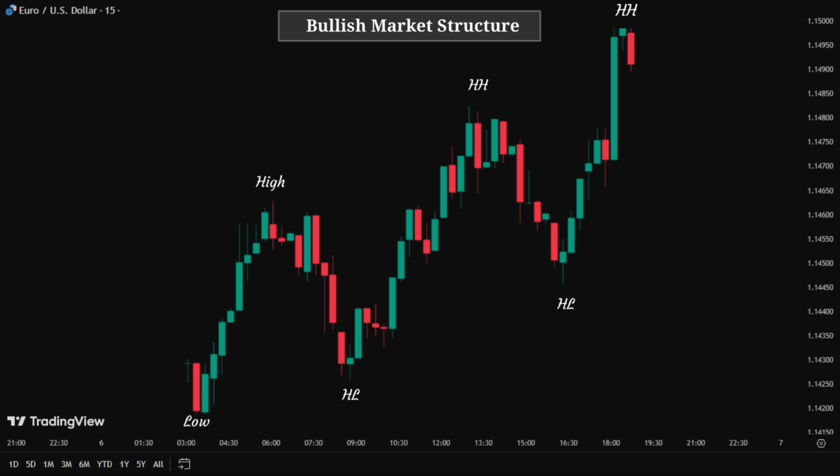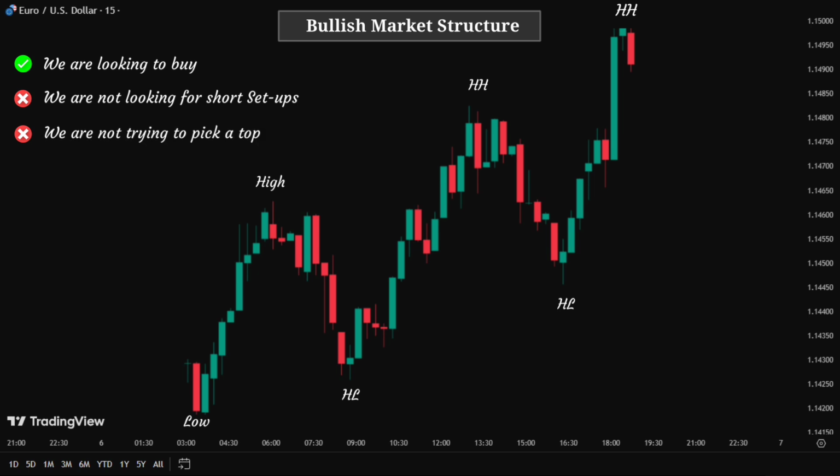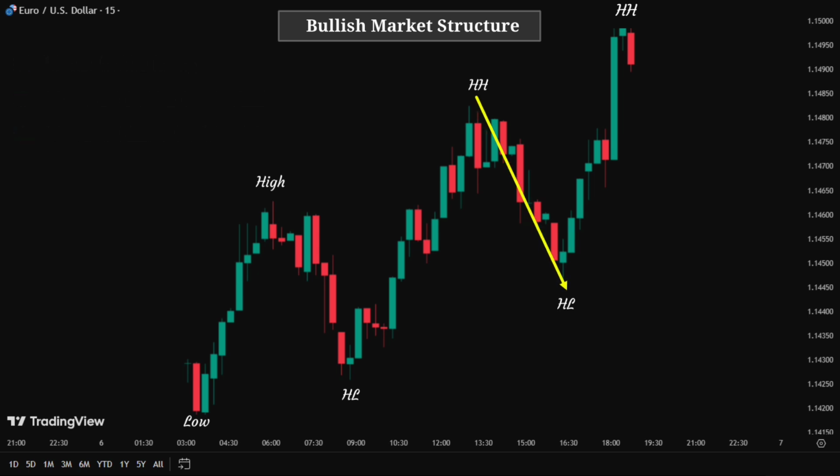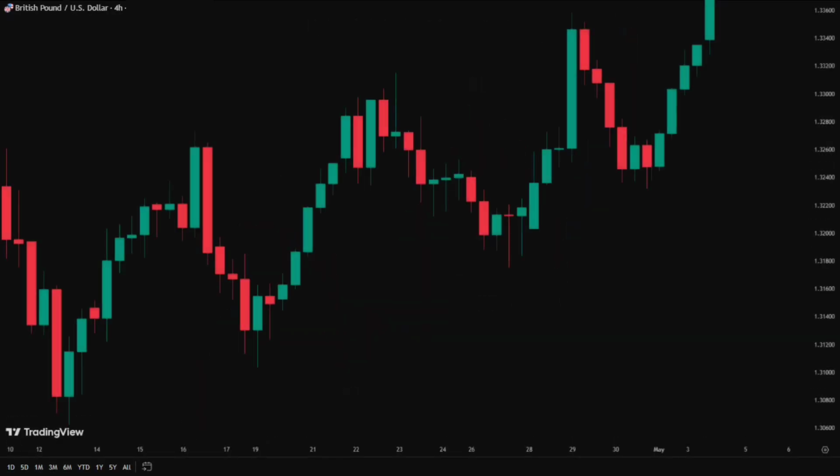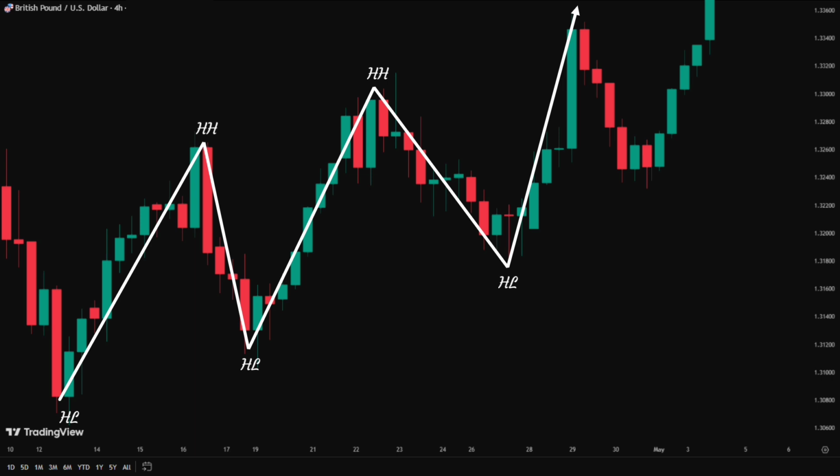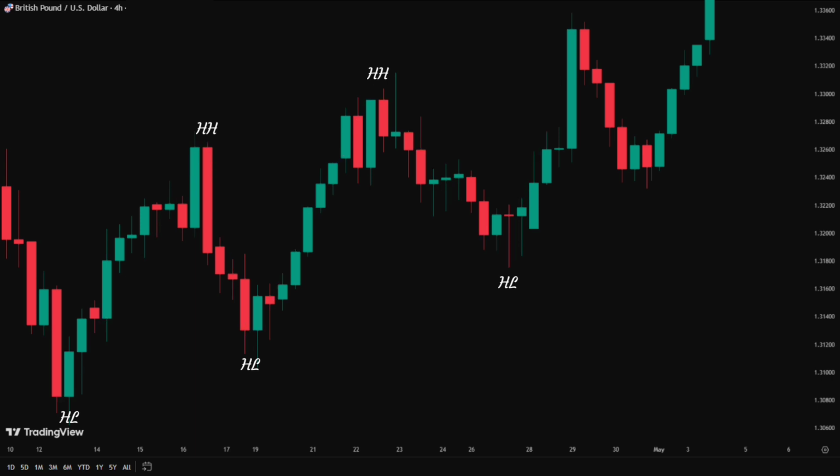When we see this pattern on the chart, our bias is clear. We are looking to buy. We are not looking for short setups. We are not trying to pick a top. We are waiting for price to pull back into a key zone and give us a reason to enter long. On the pound-dollar 4-hour chart, price creates 5 consecutive higher highs and higher lows over several weeks. Every time price pulls back, it holds above the previous low and then continues higher. A trader who identified this structure early had multiple opportunities to enter long at each pullback.